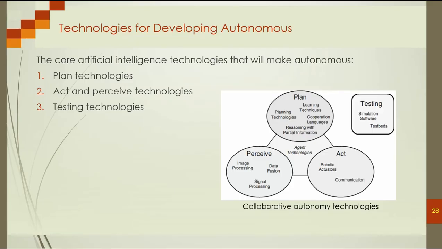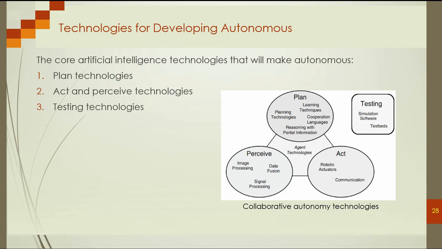So here, in general, we can say we have planning technologies, we have acting and perceiving technologies, and we have testing technologies. As I told you, not only designing, we have design and testing and also implementing these systems. So the first one is planning.